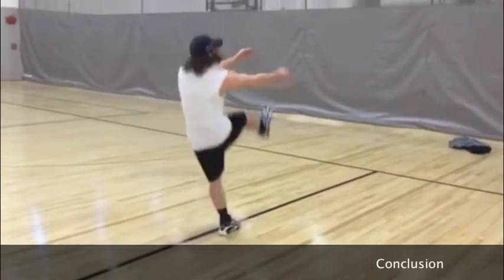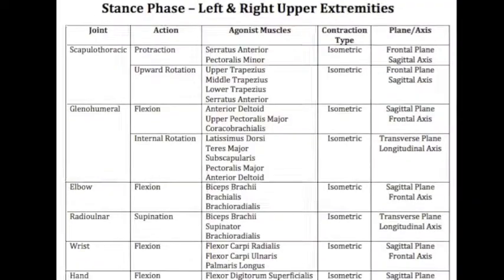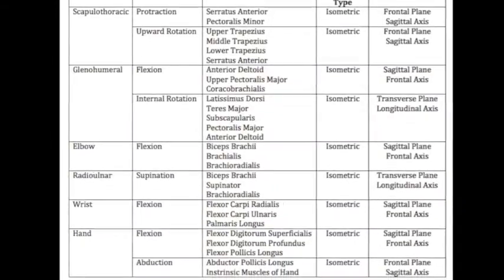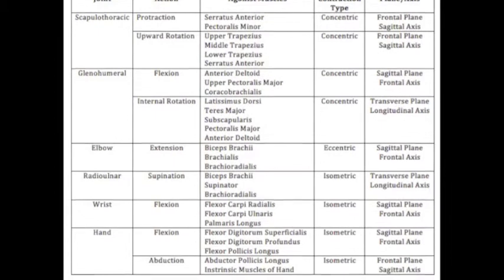In conclusion, the football punt requires multiple different actions at different joints, using various different muscles throughout. Again, it is used on fourth down during a game to pin the opposing offense in their own territory, giving them the longest amount of field possible ahead of them in order to score.